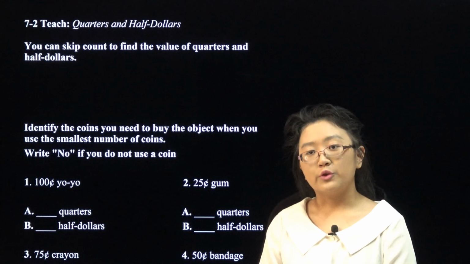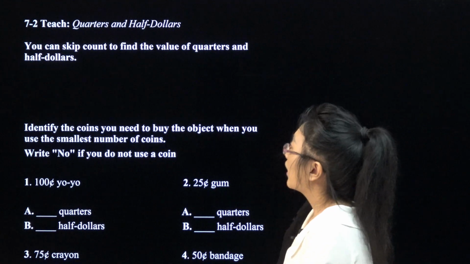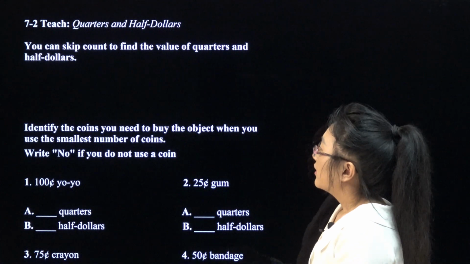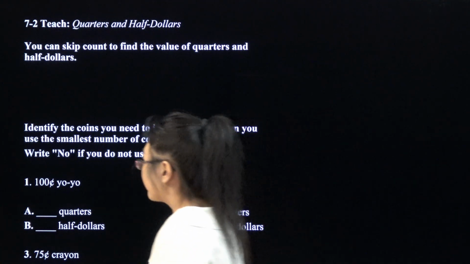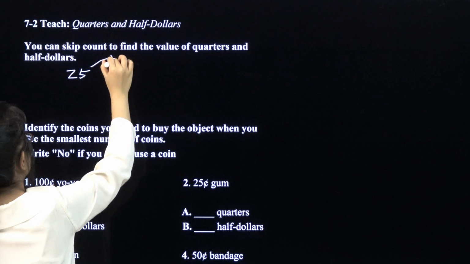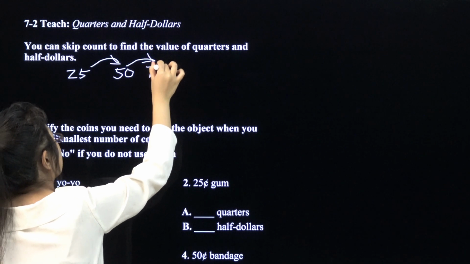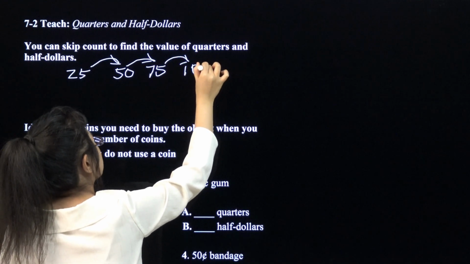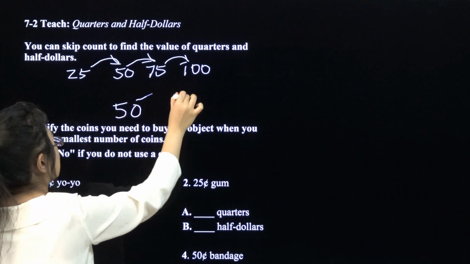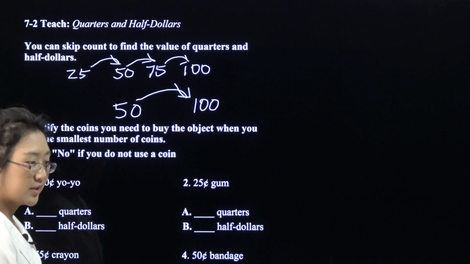Now we move on to the next 2 types of coins. Quarters and half dollars, which you don't really use. So when you skip count for quarters, you have 25, and then you add 25, 50, add another 25, 75, 100. And for half dollars, it's just 50, 100. Because you're counting by 50.